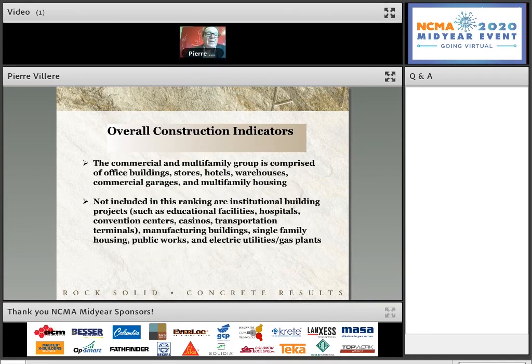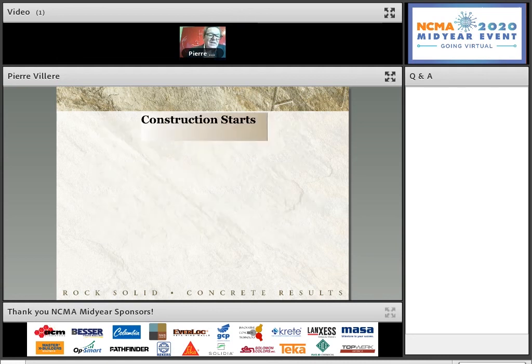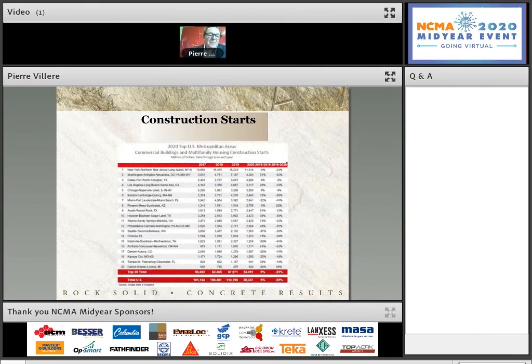And the commercial and multifamily group is comprised of office buildings, stores, hotels, commercial warehouses, commercial garages, and multifamily housing. Not included in that is all the rest. I won't read them all, but it's here. And by the way, you all can access this entire presentation, and it's yours to use as you please, either from us or from the association after today's session.